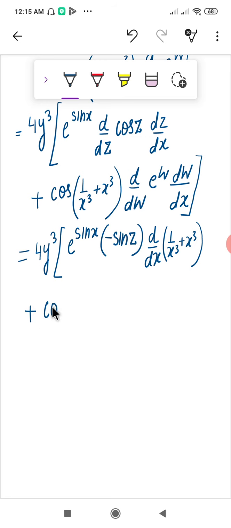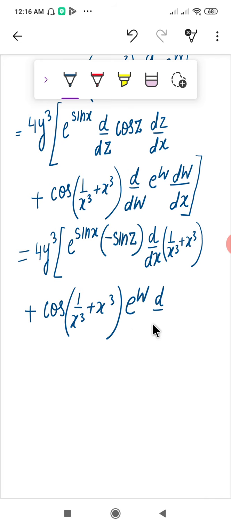cos 1 upon x cube plus x cube, and d upon dw e to the power w, that will be simply e to the power w. At the last step we will replace w, but in the next step we have to replace w, because it is a function of x which we have to differentiate.